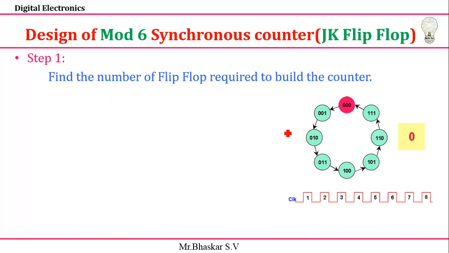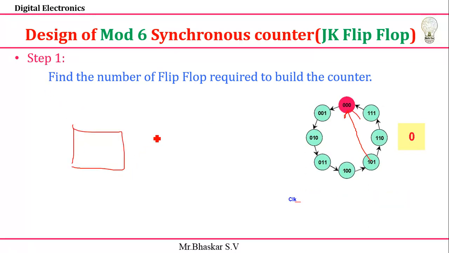And this is the count I'm trying to tell. Generally, if I take all 3 variables, it would count continuously from 000 to 111. My intention is to stop at 5, so after 5 the next value comes back to 000. That is our main intention. So this is the first step: we have already found the number of flip-flops required. How many flip-flops are required? 3. So I'm going to take 3 JK flip-flops.